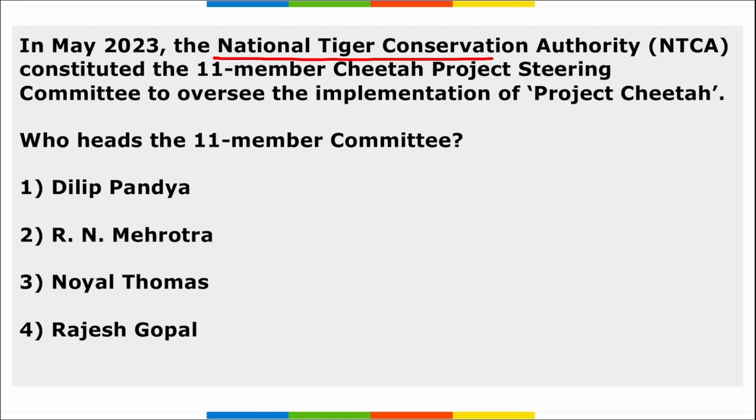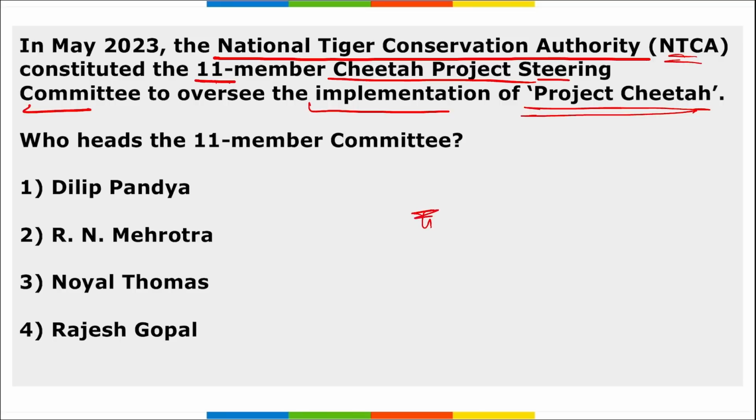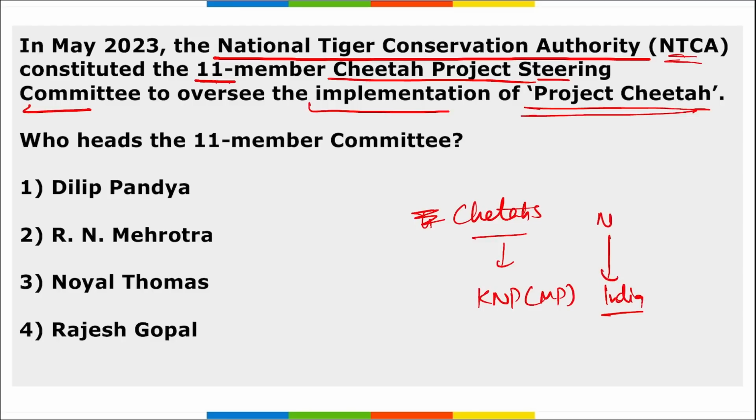Next, National Tiger Conservation Authority NTCA constituted the 11-member Cheetah Project Steering Committee to oversee the implementation of Project Cheetah. See, recently, if you remember, cheetahs were brought into Kuno National Park in Madhya Pradesh from Namibia to India. Now there was a news that recently in the last 1 or 2 months 6 cheetahs have died. In order to do research on what was the cause of the death and whether the environment was suitable or not, but what was the basic cause of those 6 cheetahs dying one after one. So in order to do research and look into that matter, this 11-member cheetah project steering committee was set up, and the person who will be heading this committee is Rajesh Gopal.